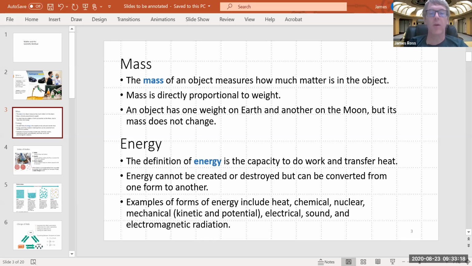We do know, and we'll see in a later video, that energy can neither be created nor destroyed, but you can convert one form of energy to another. So for example, chemical energy and heat energy and nuclear energy. So for example, if you are boiling some water on a gas stove, you're combusting the natural gas to generate heat.